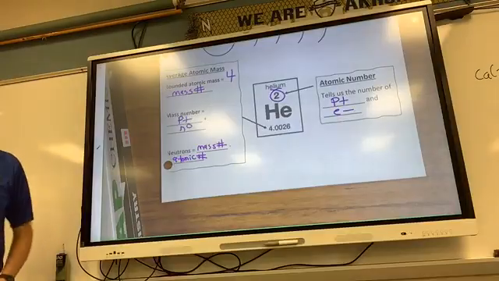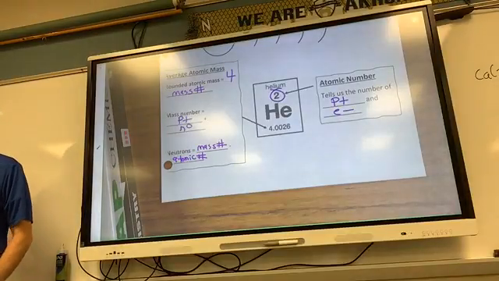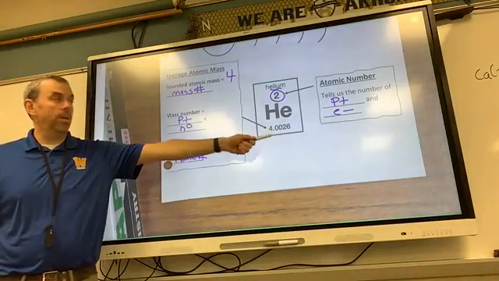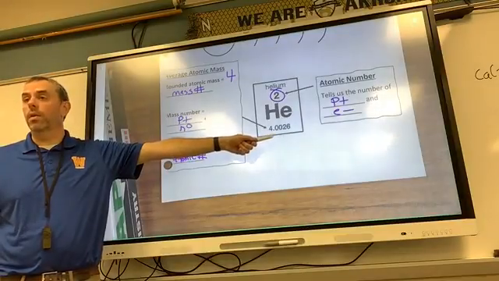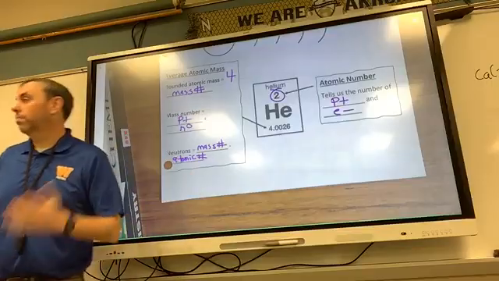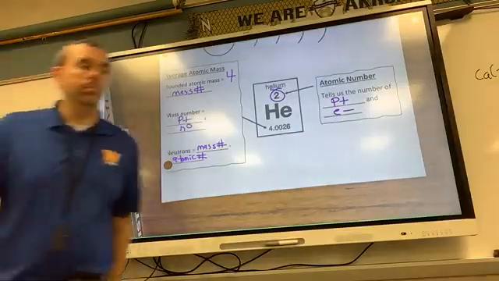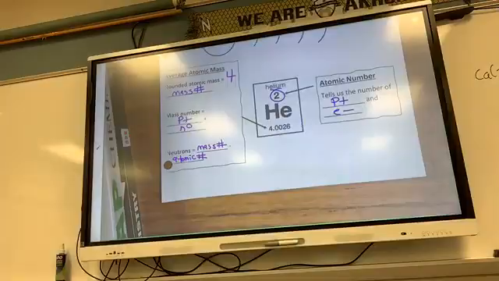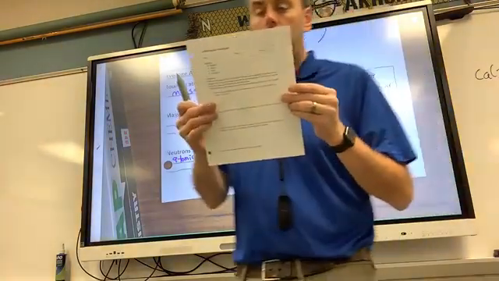So if I asked you, how many neutrons does helium have? What's the mass number? 4. What's the atomic number? 2. What's 4 minus 2? 2. 4 minus 2 is 2. Okay. Take a look at this. It got a little weird on the copy on the back, but that's okay.